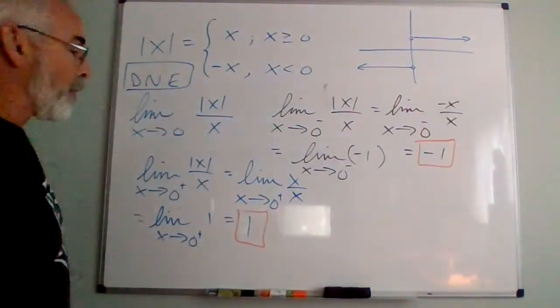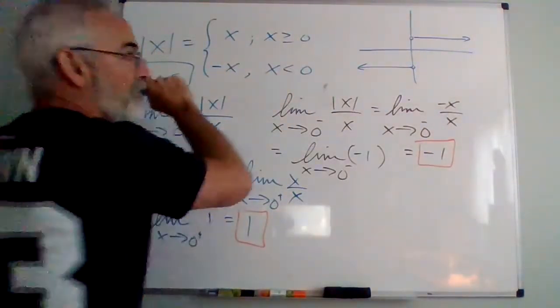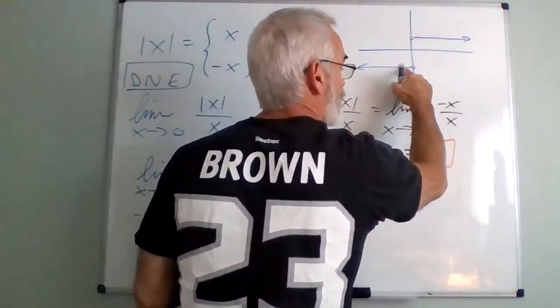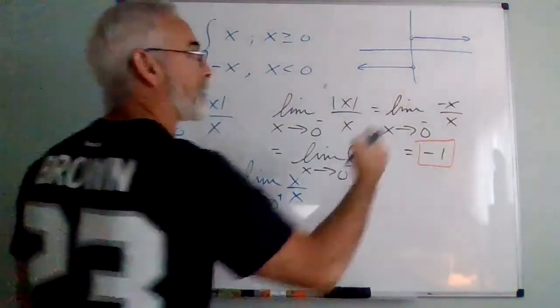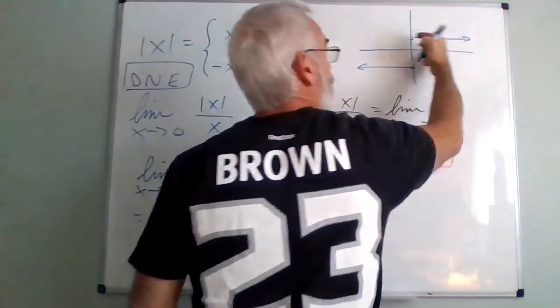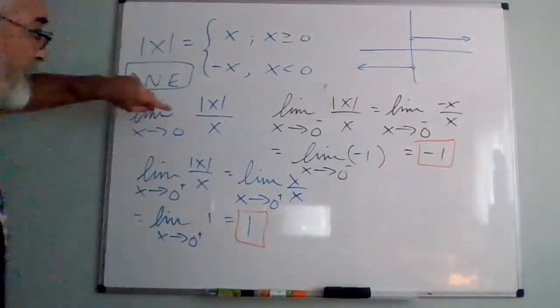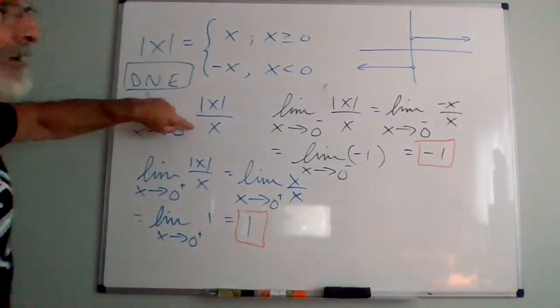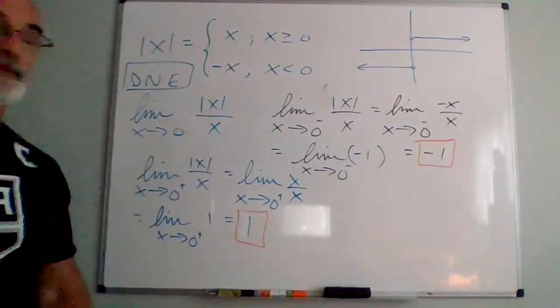As I approached 0 from the left, that quotient was always equal to -1. As I approached 0 from the right, that quotient was always equal to +1. The quotient does not exist at 0, but I got two different limits.